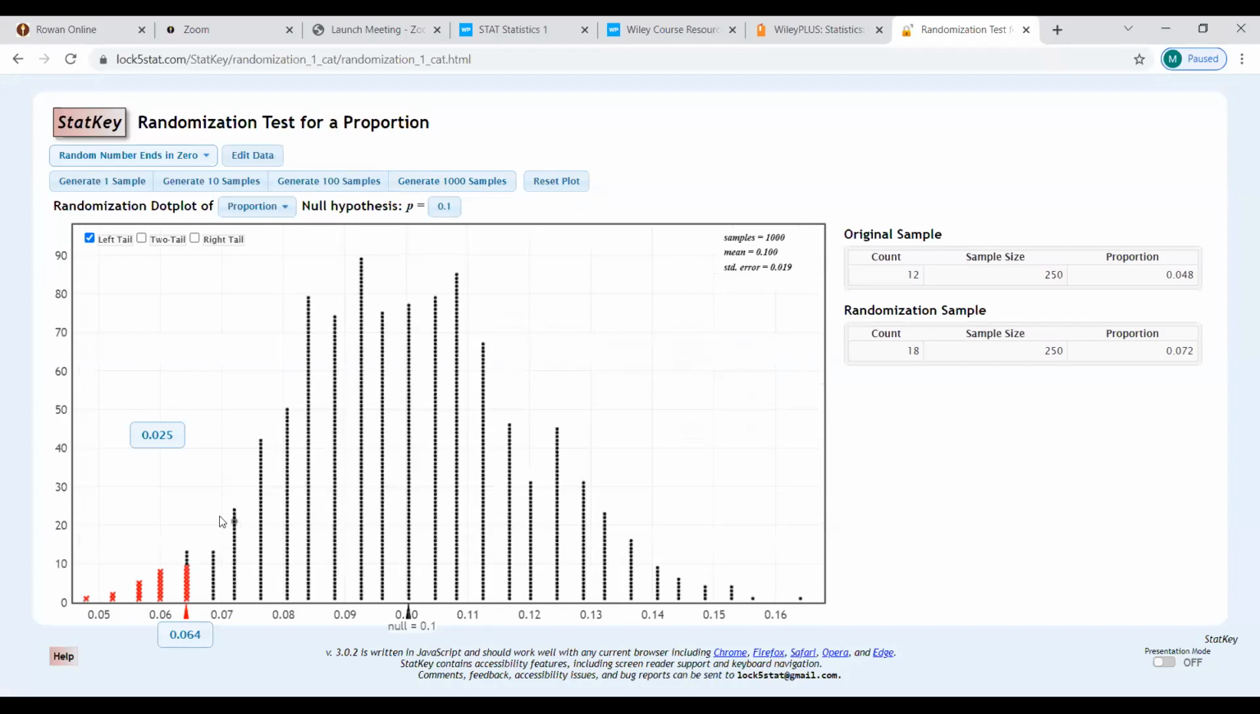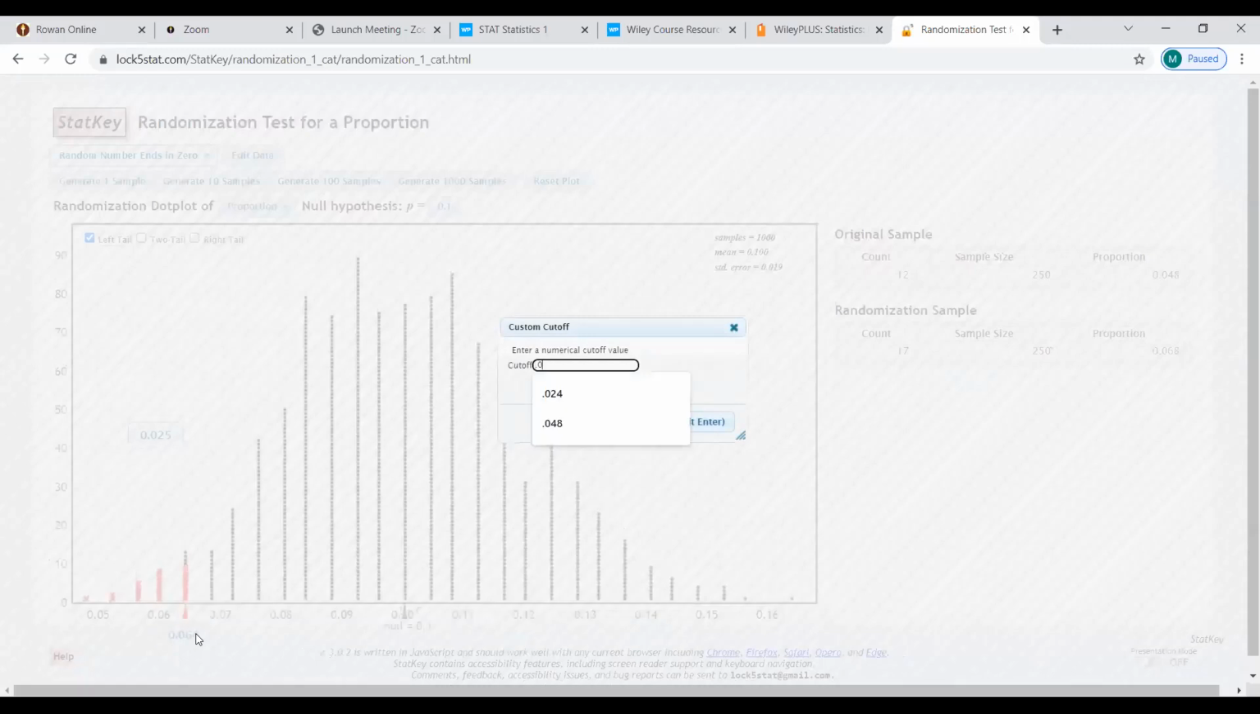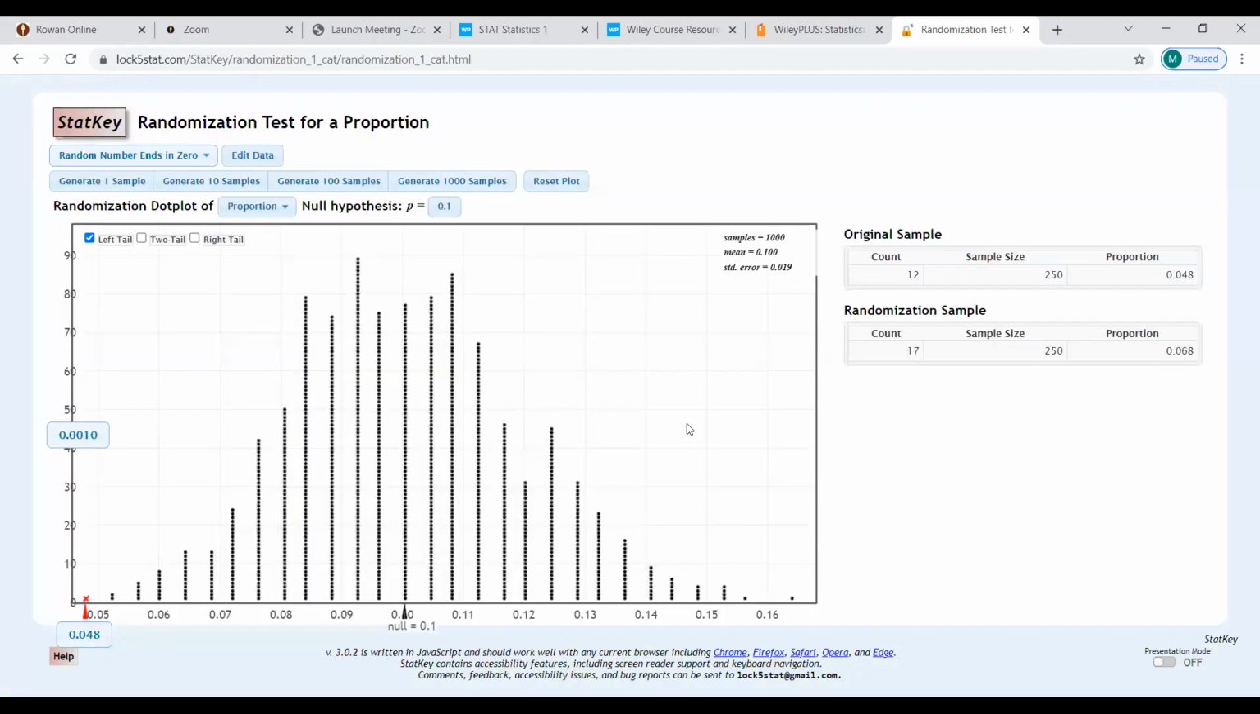Once again, notice that the p-value or this area here defaults to 0.025. So what it means basically is that we have to type in down here the actual sample proportion. Type that in as 0.048. And again, I want to see what proportion of these samples has a proportion of 0.048 or smaller. In this case, for a left-hand test, we would say or smaller.